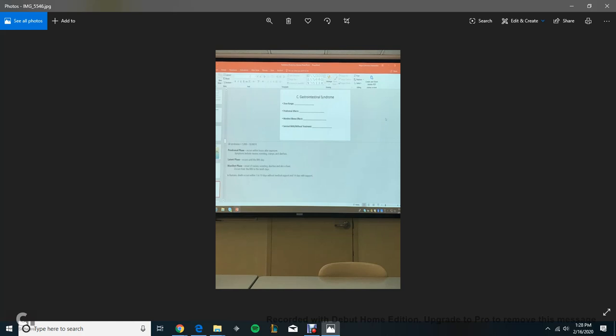Gastrointestinal syndrome. The dose range is 1,000 to 10,000 rads. The prodromal phase occurs within hours after exposure. Symptoms include nausea, vomiting, cramps, and diarrhea. The latent phase occurs until the 5th day.